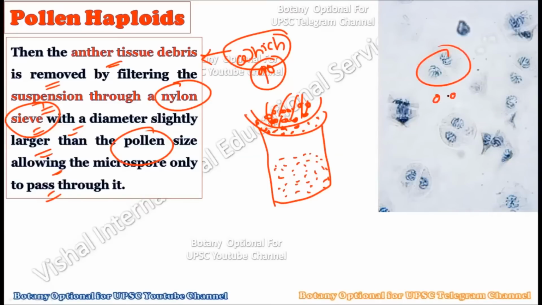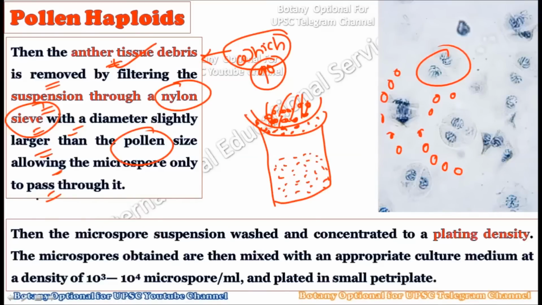See, the small pollen grains should be there like this. Okay, and these pollen grains should not contain any type of anther tissue debris, and for that we should filter it out. This suspension should get filtered. Okay, now see, then the microspore suspension is washed and concentrated to the plating density. So basically whatever microspore suspension is created here, we should wash it, and after that we should concentrate it to the plating density.